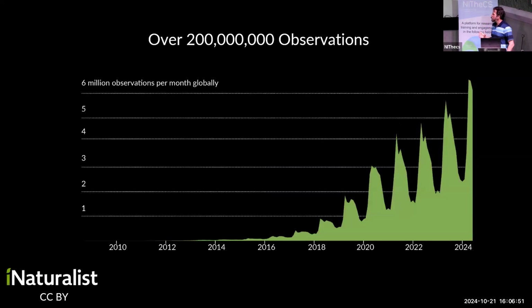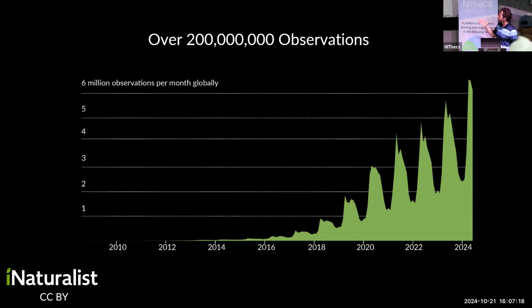This is a really cool graph to look at, because at the top of the figure, we're having 6 million observations per month going into the platform. And over time, what's very interesting is that iNaturalist started as an MSc project way back in 2009, I think. Then it slowly started, and now we're starting to see exponential growth.